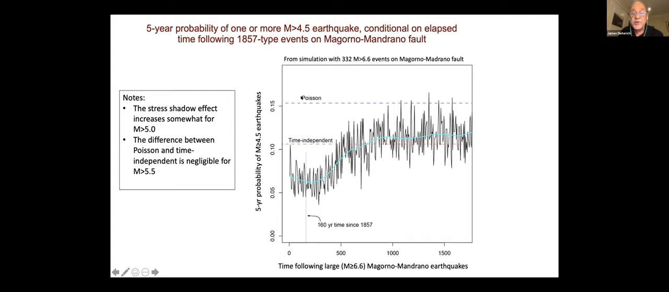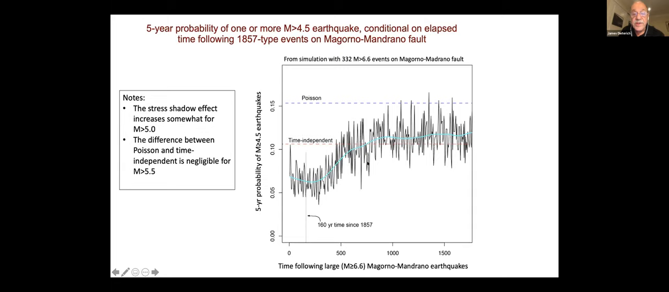Here are the time independent probabilities. And here are the conditional probabilities. So we think the model shows a very significant stress shadow effect. This is roughly where we're at now.